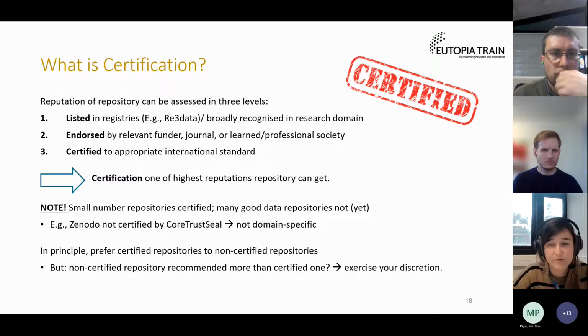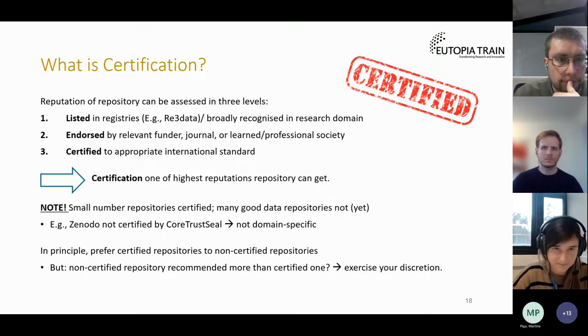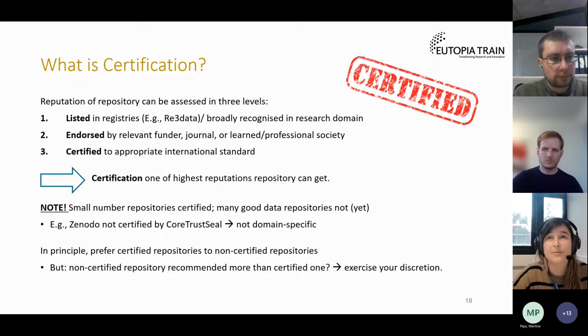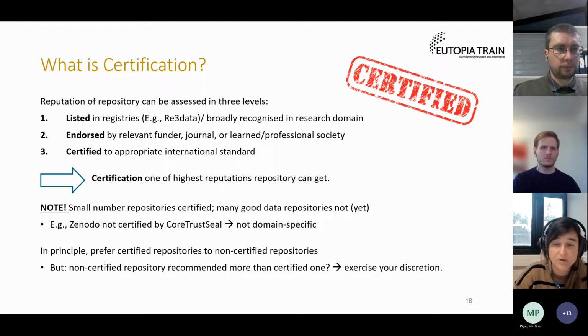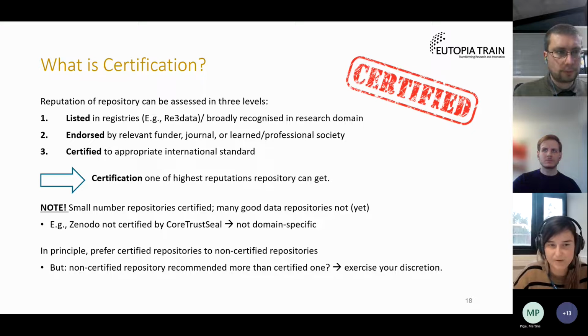But you have to keep in mind with the certification that not all repositories are certified. For instance, CoreTrustSeal, which is one of the most famous certifications, only certifies domain-specific repositories and not general purpose ones. That's why Zenodo isn't certified, although it's a very commonly used repository. But I think they will be doing it in the future, just not yet. You have to keep this in mind when you're selecting a repository. Don't only look at the certification.